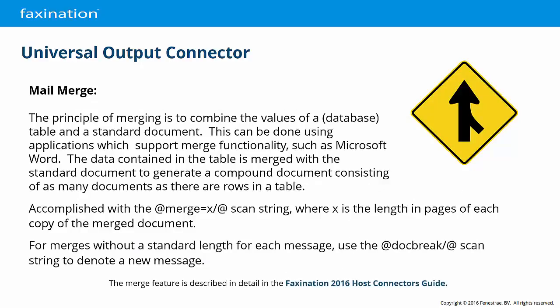Mail merge uses a document with variables that are populated by a database, with each row of the database generating a unique document, or in our case, a unique fax message. There are two special scan strings dedicated to mail merge. @mergex, where x is the length in pages of each copy of the merged document, and @docbreak, which is used for documents that do not have a fixed length. The merge feature is described in detail in the Faxination 2016 Host Connectors Guide.